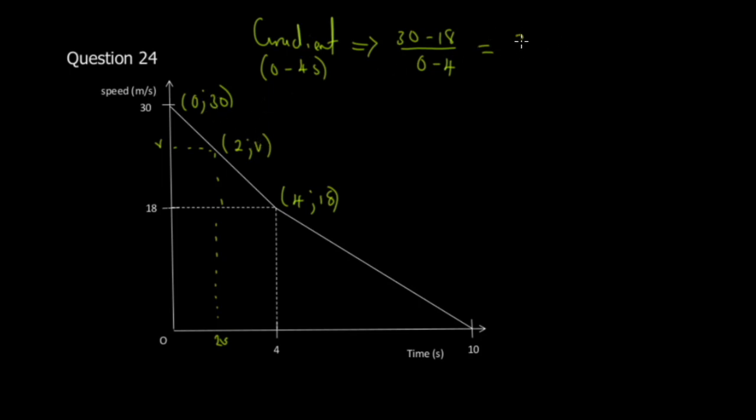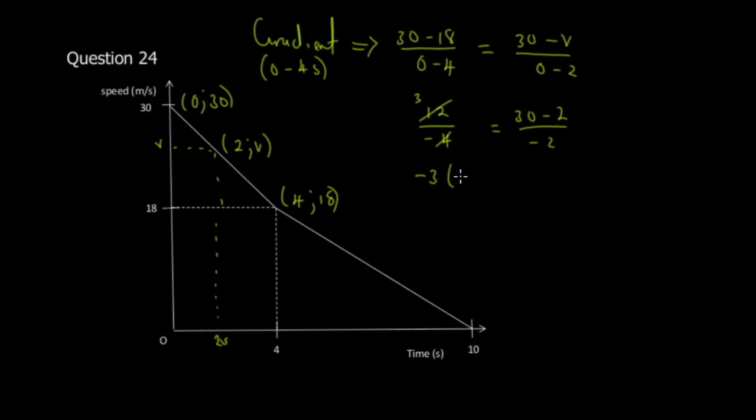It would be 30 minus v, divided by 0 minus 2, like this. So here you get 30 minus 18, I'm sure you get 12. So you get 12 over negative 4, equal to 30 minus v over negative 2. Then here you actually get negative 3, I think. So you get negative 3 here.